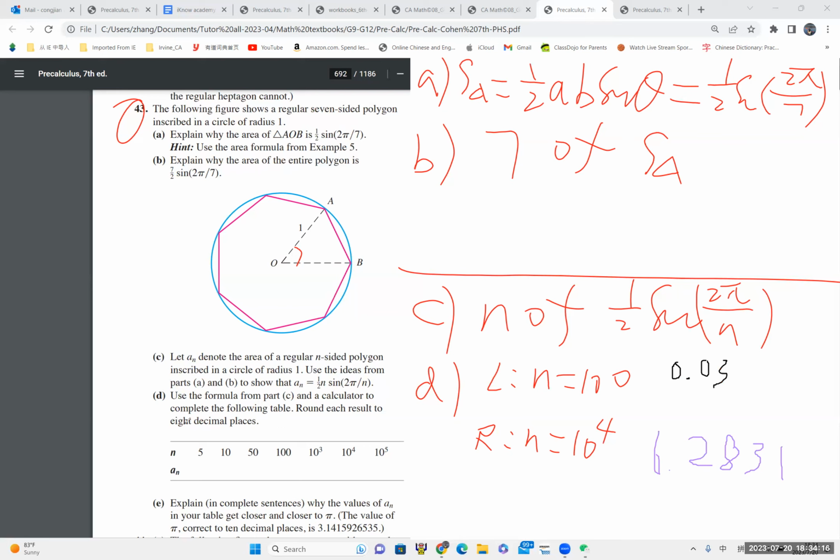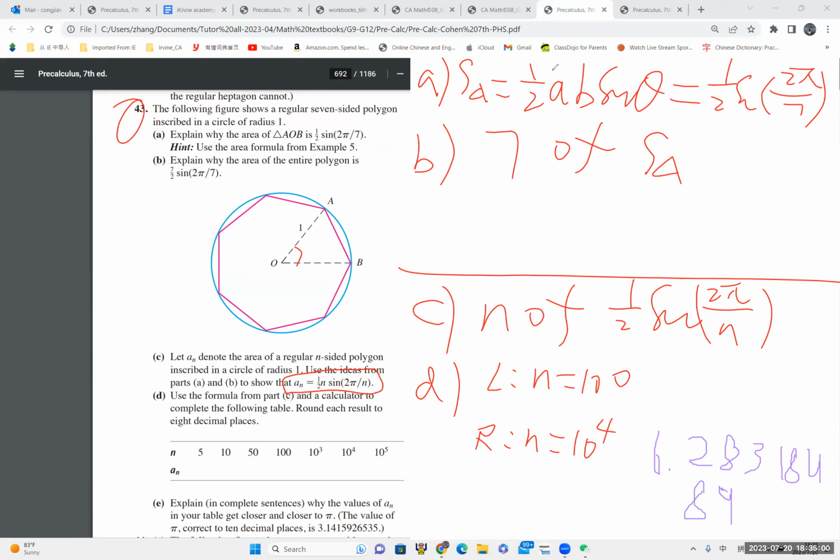Here, let you round to 8 decimal places. Oh, I don't think I did something right. So let me do it. If n is 100, yeah, the formula is here. The formula is here. Oh wait, I forgot to do that. Yeah, you need to multiply n. So let me check.